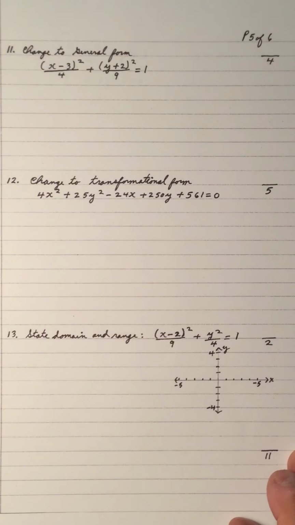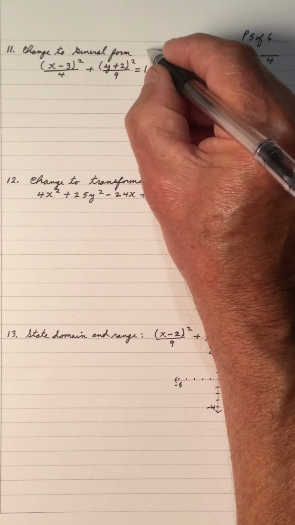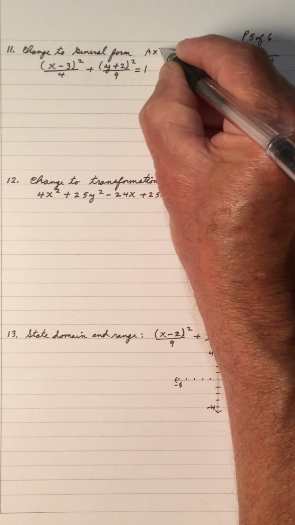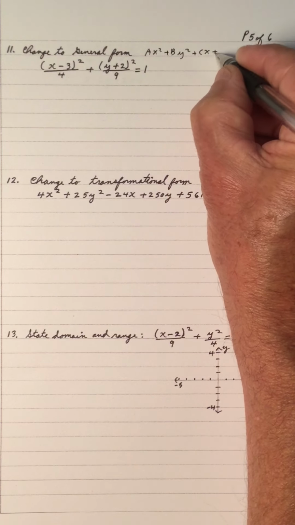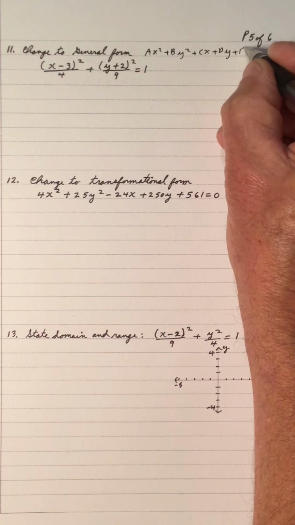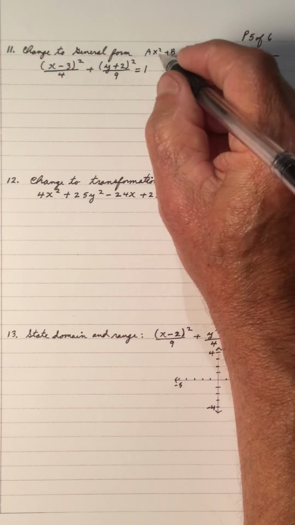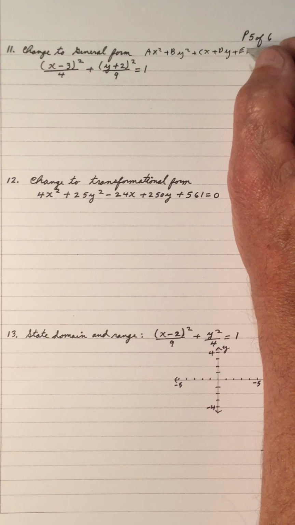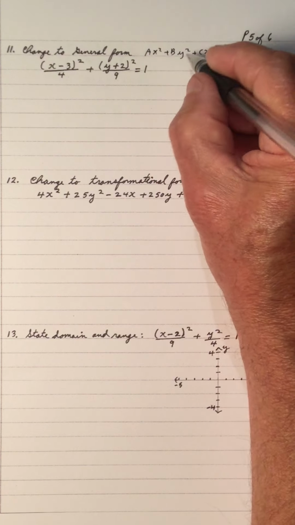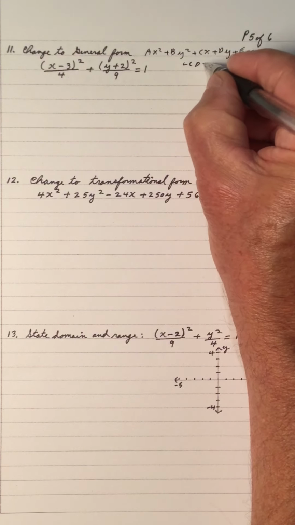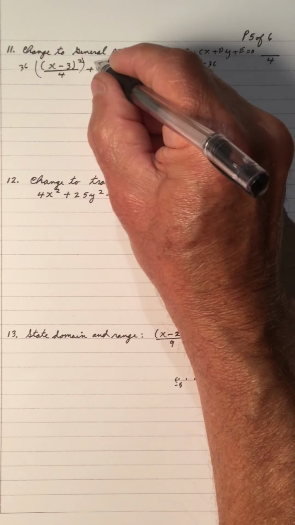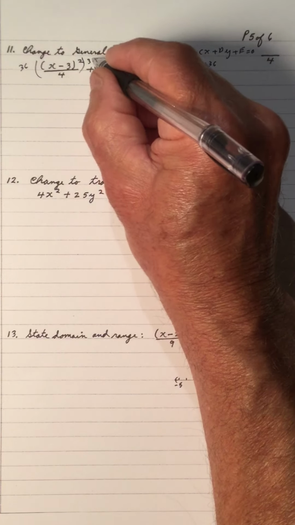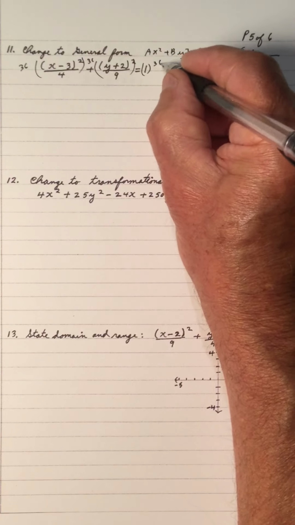And let's continue. Change to general form. The general form of an ellipse is ax squared plus by squared plus cx plus dy plus e equals 0. And that's the general form. So to get that form, we have an LCD of 4 times 9 is 36. So we'll multiply all parts of the equation by 36. That way we have no fractions.